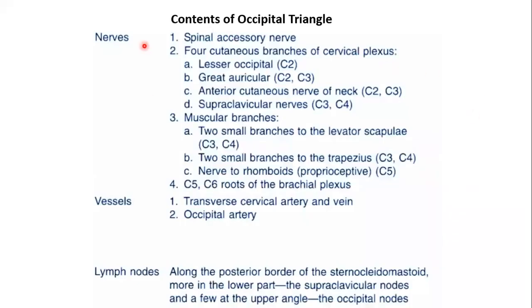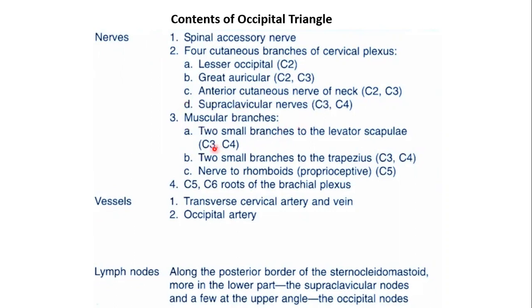So the contents are listed over here. These are the contents of the occipital triangle: various nerves, vessels, and lymph nodes. The nerves: I told you this is the spinal accessory nerve. Then you see four cutaneous branches of the cervical plexus: lesser occipital, greater auricular, anterior cutaneous nerve of the neck, and the supraclavicular nerves, right?